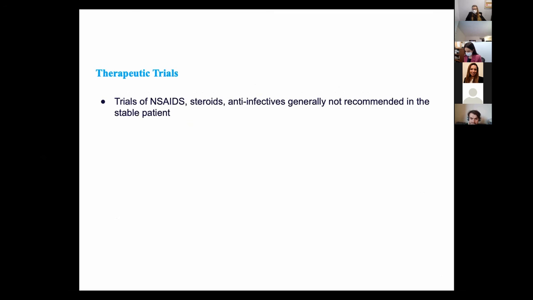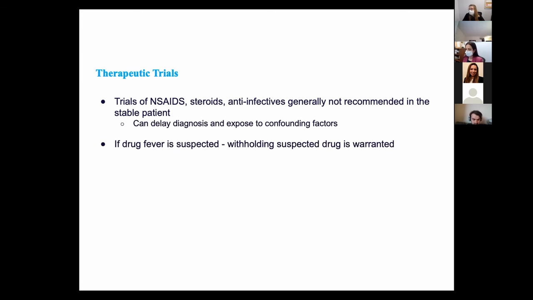And then therapeutic trials of anti-inflammatories or steroids or antibiotics are generally not recommended if the patient is stable, because they can delay the diagnosis and confound things. If you do suspect a drug fever, obviously withhold the drug, and it can take 48 to 72 hours, depending on the drug half-life and the patient's status, hepatic and renal status, to see how quickly they clear it before the fever resolves.